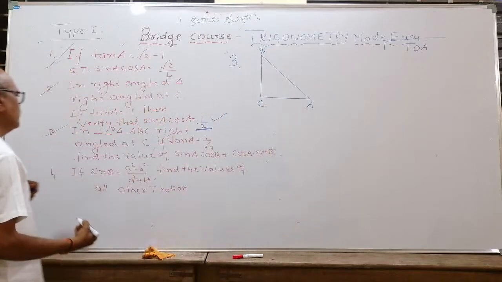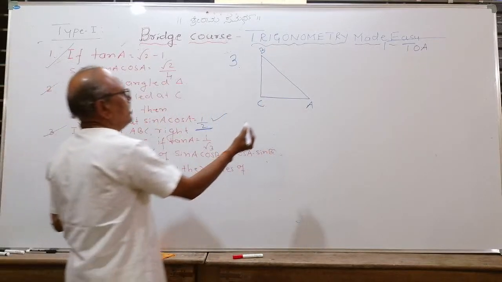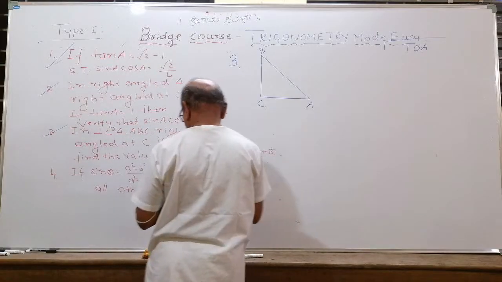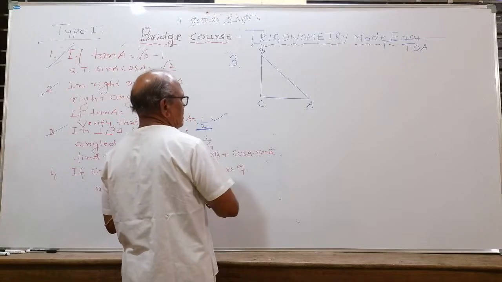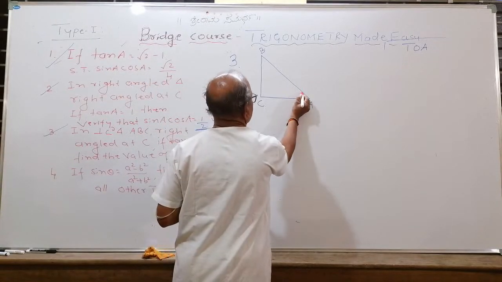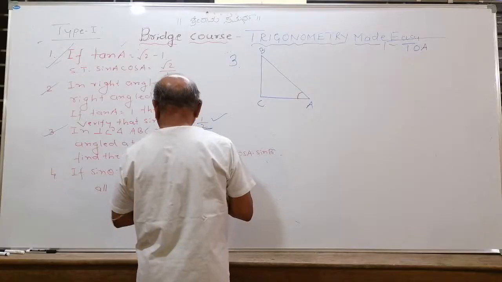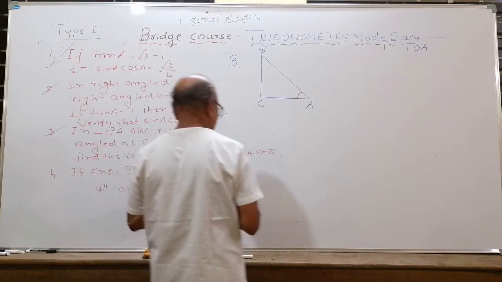What have they given? Tan A is equal to 1 by root 3. Here I have taken A. A is the reference angle. Reference angle is A, right? With respect to A, you have to write the given, tan A.